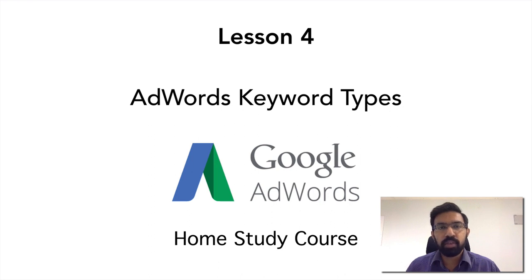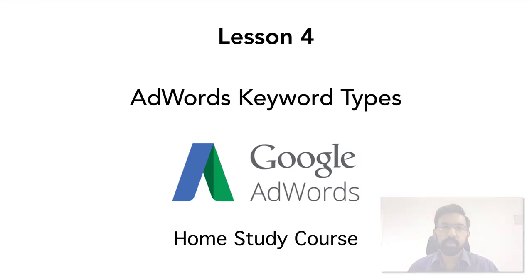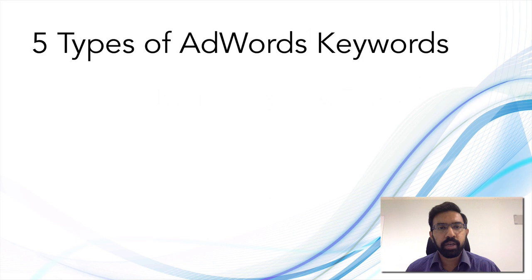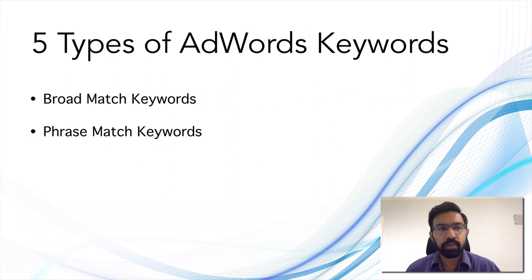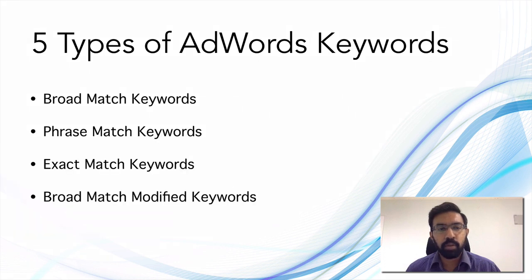So in this lesson, we are going to look at the different types of AdWords keywords. Understanding these different types of keywords is very important so that you can run your campaigns successfully. So let's get started. There are 5 different types of AdWords keywords: broad match keywords, which are the general type of keywords that you include in AdWords, phrase match keywords, exact match keywords, broad match modified keywords, and negative keywords. We will look at them one by one.